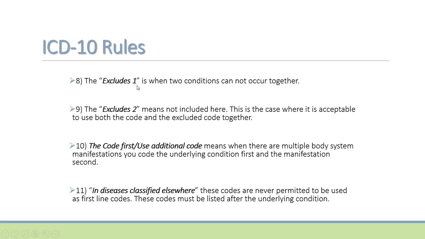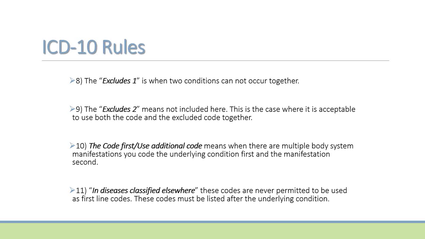Excludes 1. When you get to the tabular list, it's going to give you your codes. And underneath there could be excludes 1, and there's going to be some other diagnosis codes. That means that you cannot code any of the ones listed under excludes 1 with the code that you're attempting to use. They cannot occur together. Right, so excludes 1, they can never be coded together. And I'll show you an example of this in a little bit.